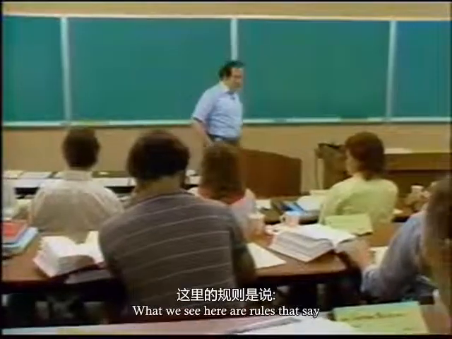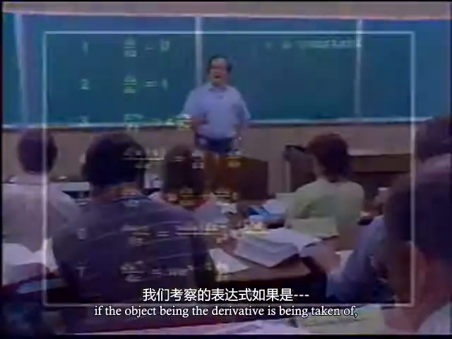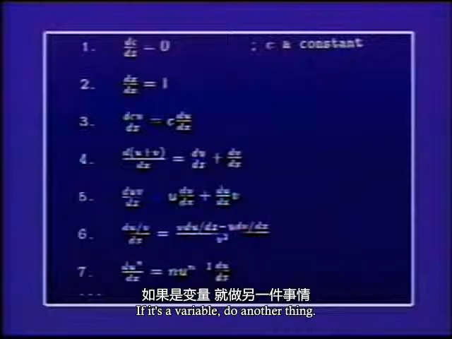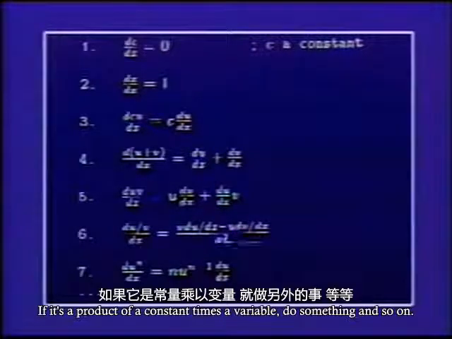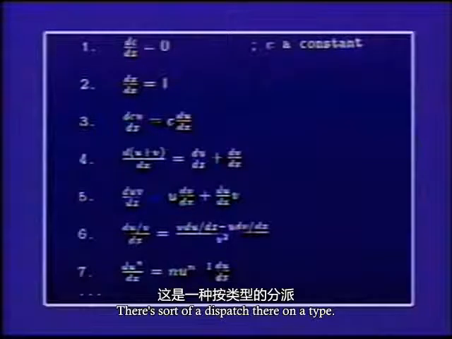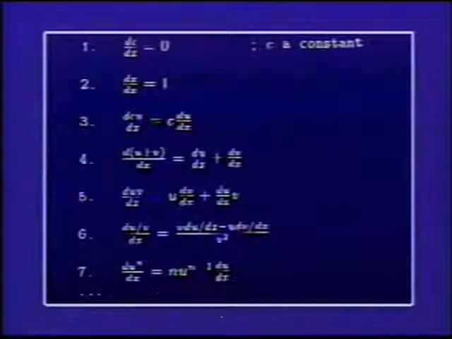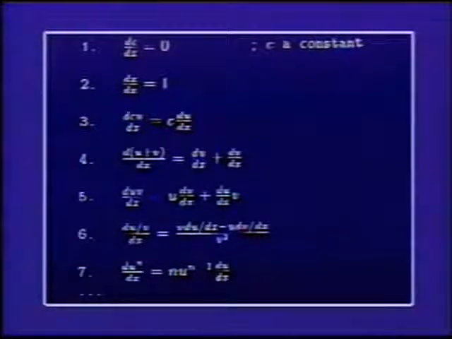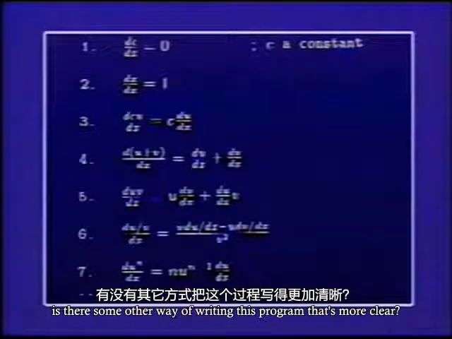And what we see here are rules that say if the expression the derivative is being taken of is a constant, then do one thing. If it's a variable, do another thing. If it's a product of a constant times a variable, do something, and so on. There's a sort of a dispatch there on a type. Well, since this has such a stylized behavior and structure, is there some other way of writing this program that's more clear?